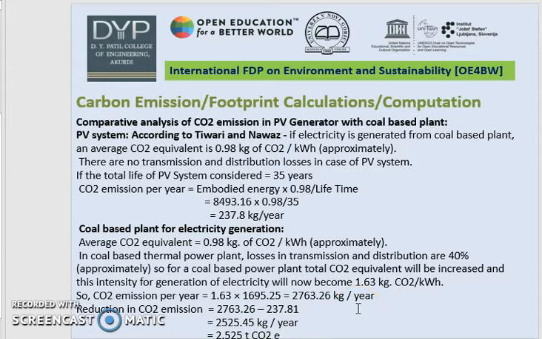Now we'll find out the reduction of CO2 emission between electrical generation using the coal-based plant and the PV system. So 2763, the coal-based plant electrical generation, minus 237.8 is the reduction of CO2 emission per year. It is 2525.45 kg per year. This amount of CO2 emission reduction is possible if we use solar power instead of the coal-based plant. Thank you.